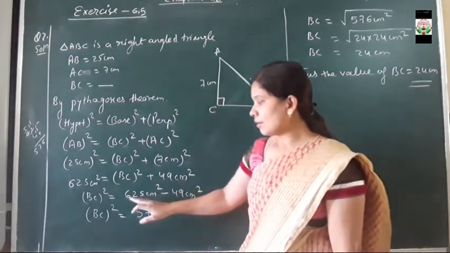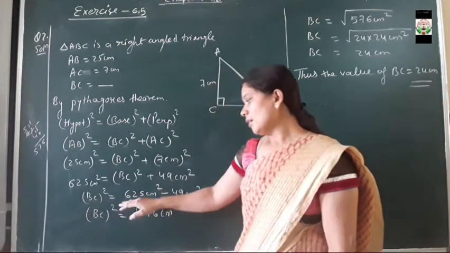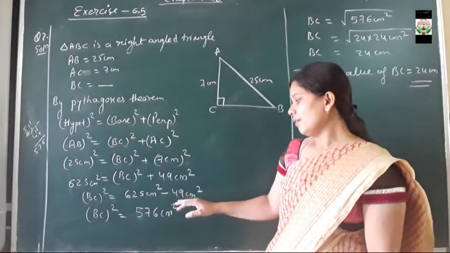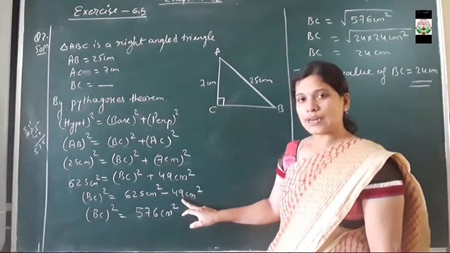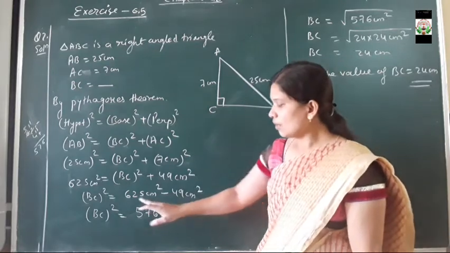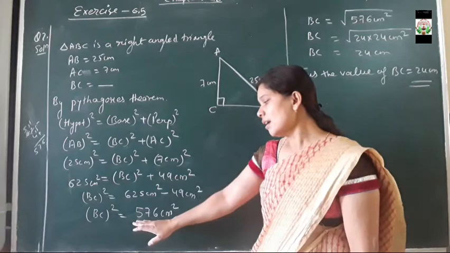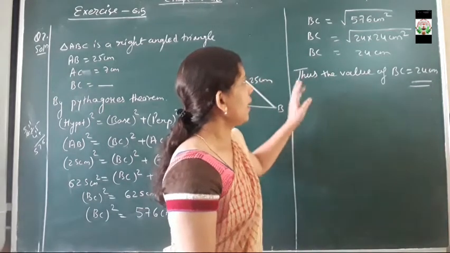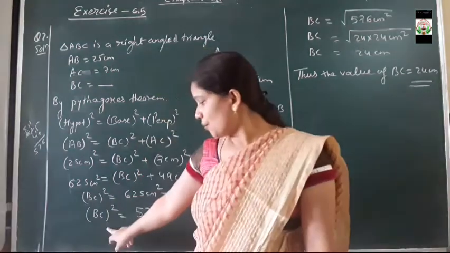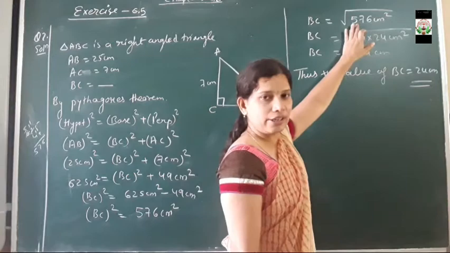Now transposing BC from the right hand side to the left hand side, 625 centimeter square will get subtracted with 49 centimeter square. So 625 will be subtracted with 49. You will get the required answer as 576 centimeter square. Now, as we know that here BC the whole square is there, that will go from the left hand side to the right hand side, and it will become root.